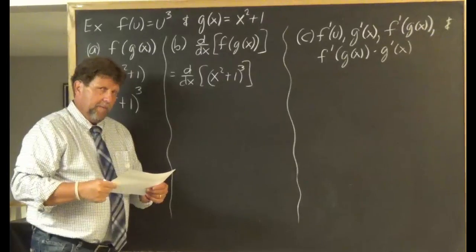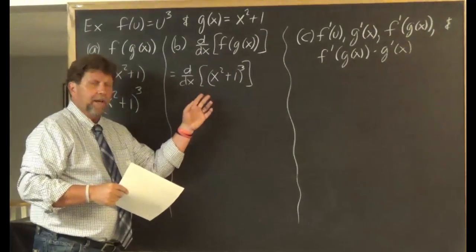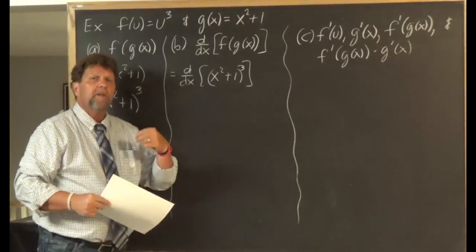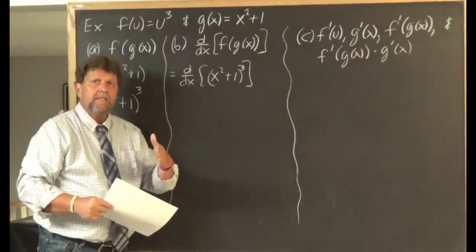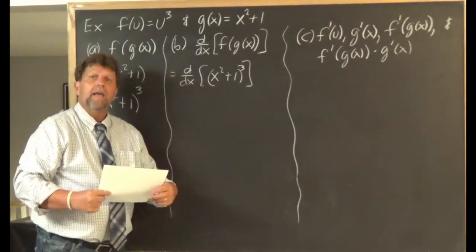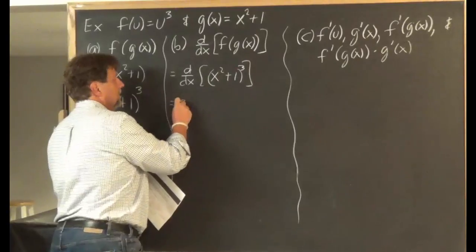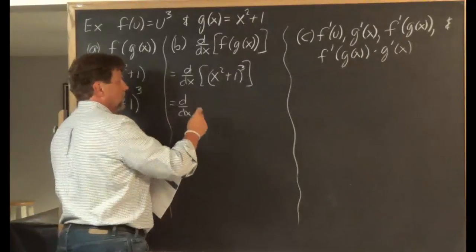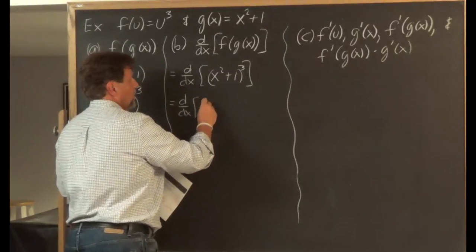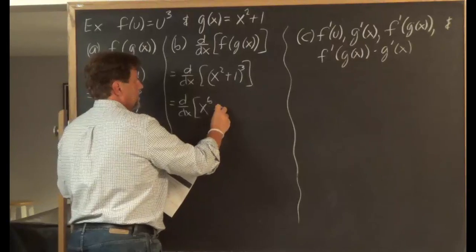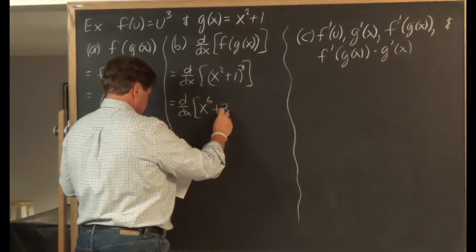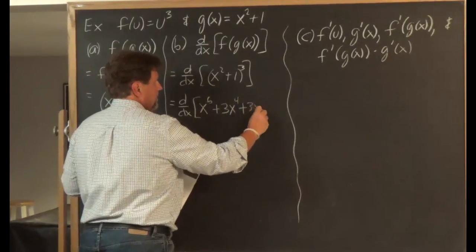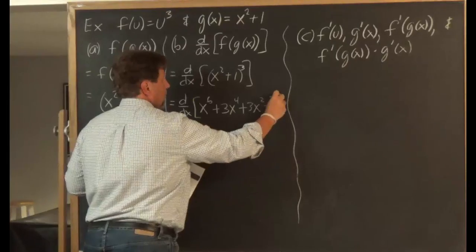Okay, right now the only way we have of differentiating x squared plus 1 quantity cubed is to take x squared plus 1 and multiply it by itself 3 times. And if we do that, x squared plus 1 times x squared plus 1 times x squared plus 1 will give us x to the 6th plus 3x to the 4th plus 3x squared plus 1.